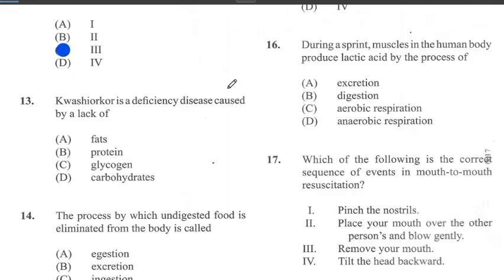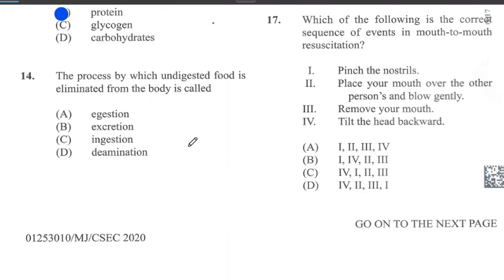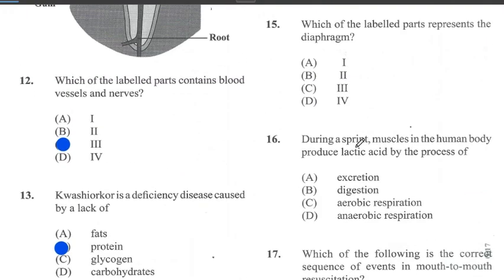Kwashiorkor is a deficiency disease caused by a lack of, we know this is, proteins. It causes a lot of deficiencies in relation to the body structure. Malnutrition could be a result of kwashiorkor because of your lack of digestion of protein, because protein is a vital nutrient in order for the body to function. The process by which undigested food is eliminated from the body is egestion, which is the excretion of food.